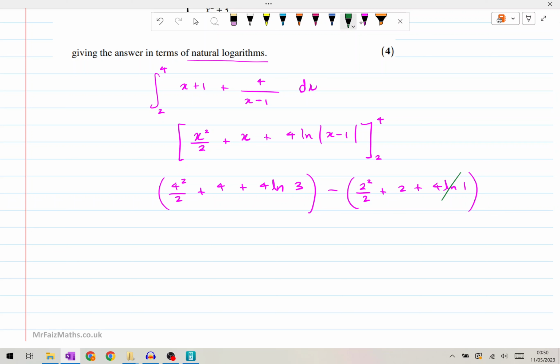And if you work out each of these bits now, when x is equal to 4, 4 squared divided by 2 gives you 8. 8 plus 4 would give us 12. So this bit would give us 12 plus 4 ln 3. And then subtracting this, 2 squared is equal to 4. 4 divided by 2 is 2. 2 plus 2 is 4. And the 4 ln 1 bit is 0. So then 12 take away 4 gives us 8. So this simplifies to 8 plus 4 ln 3.